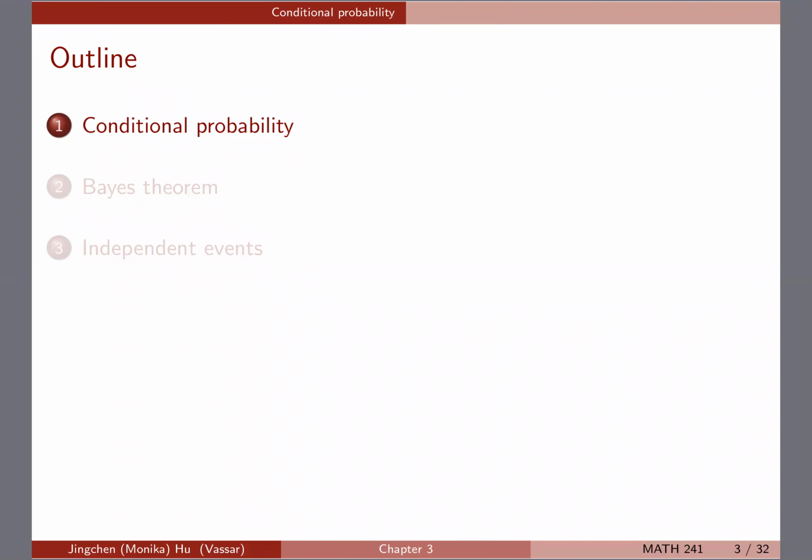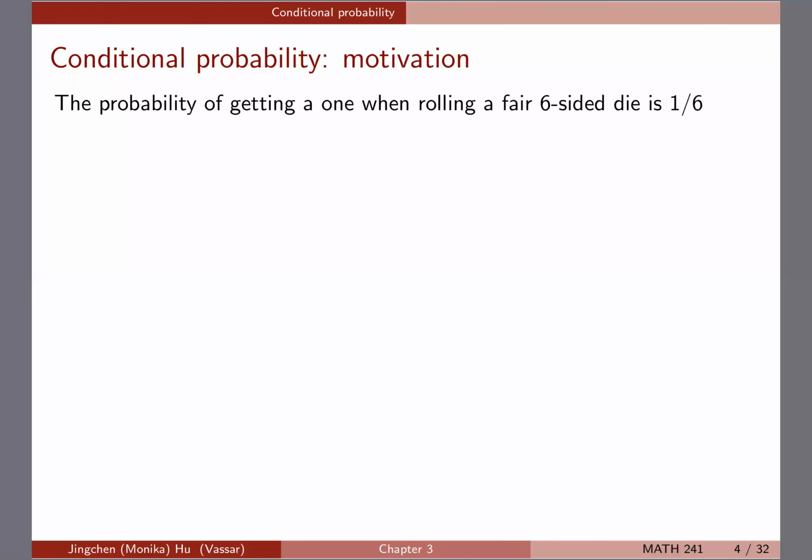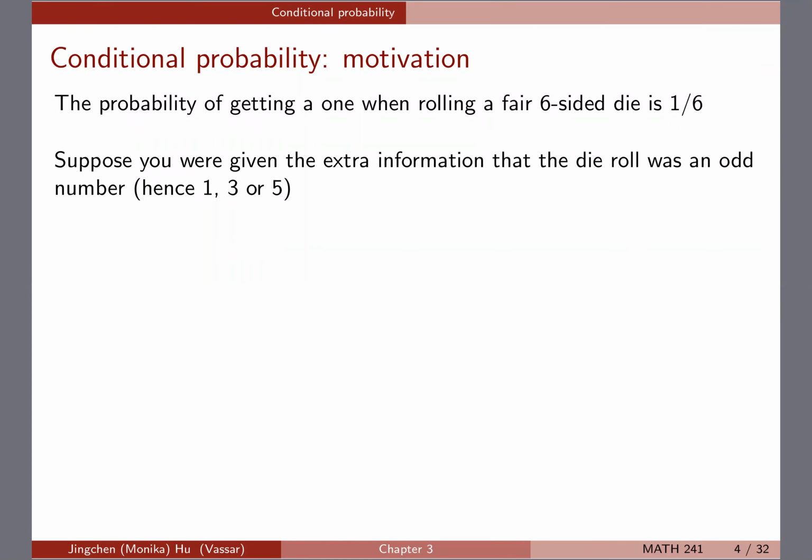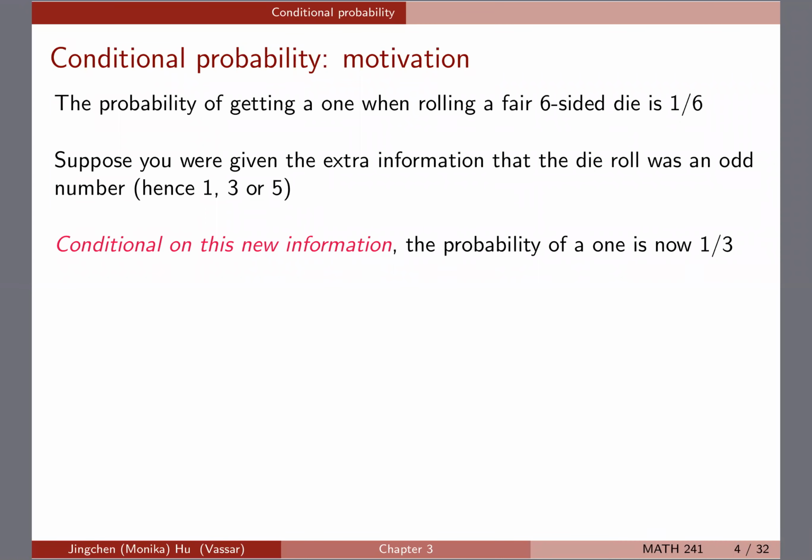The first topic of Chapter 3 is conditional probability. The motivation here is that the probability of getting a 1 when rolling a fair six-sided die is 1/6, based on equally likely outcomes, and there are 6 of them. However, suppose now you're given the extra information that the die roll was an odd number, so it will have to be either 1 or 3 or 5. Given this extra information, what we usually say is conditional on this new information, the probability of getting a 1 is now 1/3, because you're choosing either 1 or 3 or 5.